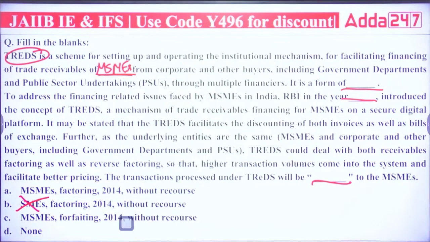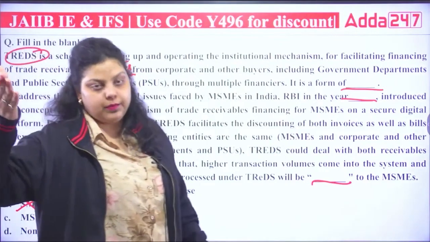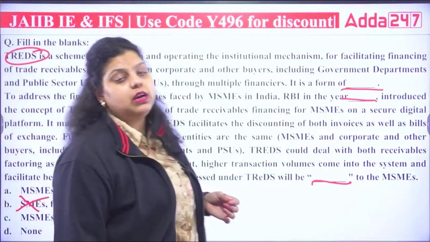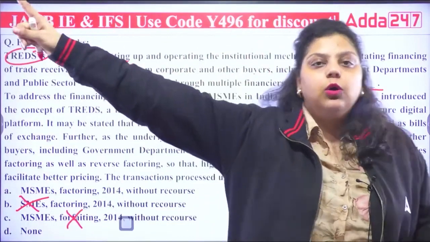Okay, the next is talking about it is a form of dash. So it is a form of what? Factoring or forfeiting. I have just told you it's a form of factoring. So you can eliminate option C as well. Now you have options A and D, and D says none of the above. It means we have to go through the whole question.